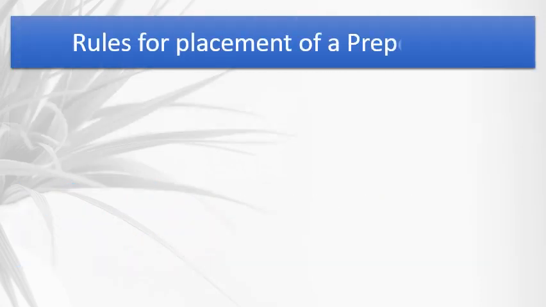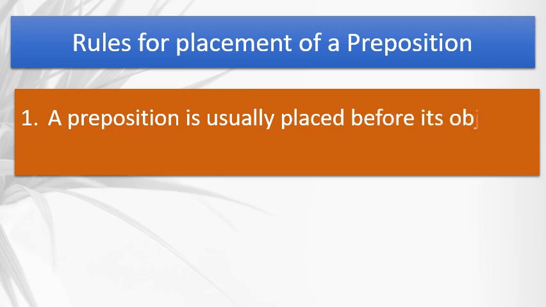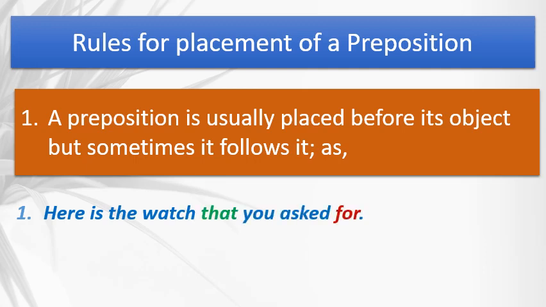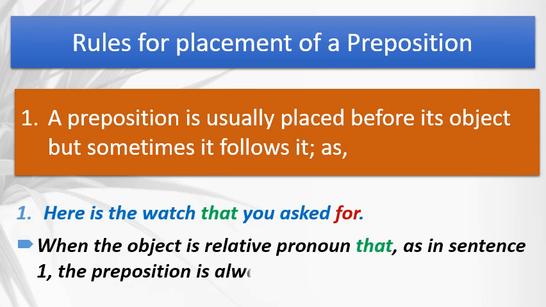Now let us see some rules for placement of a preposition. Number 1. A preposition is usually placed before its object, but sometimes it follows it. To clarify it, let's see an example. Here is the watch that you asked for. When the object is the relative pronoun that, as in sentence 1, the preposition is always placed at the end.